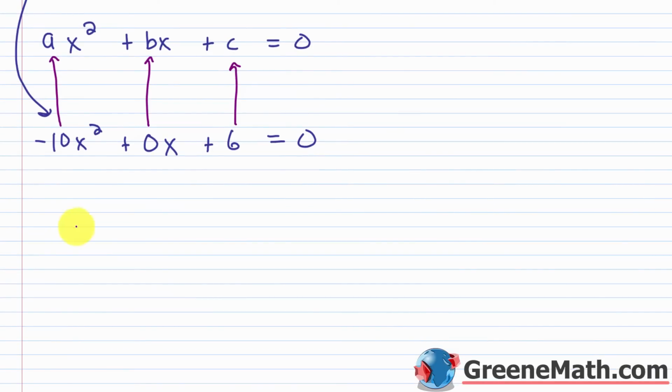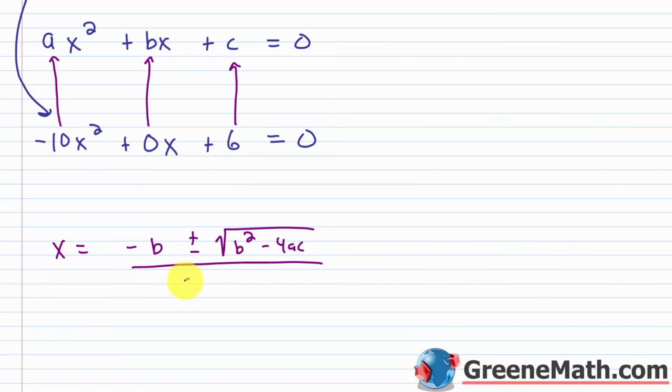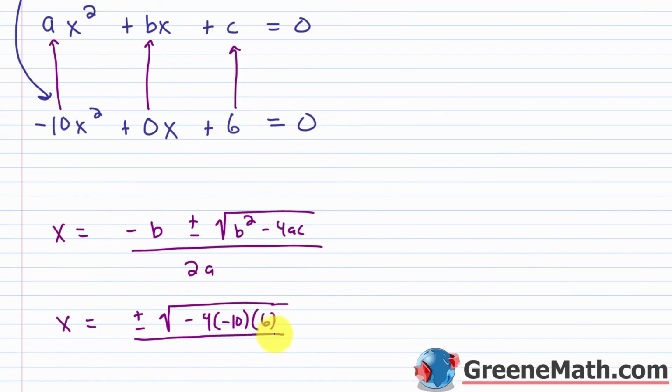In our quadratic formula, we'll have x is equal to negative b plus or minus the square root of b squared minus 4ac. This is all over 2a. So we'll have x is equal to, if I plug in for b, I've got a 0, so negative 0 is just 0. So you don't have to even put anything. You just put plus or minus the square root of b squared. So 0 squared would be 0. So then just minus 4 times a, which is negative 10, times c, which is 6. Then this is over 2 times a, again, a is negative 10, so negative 20.